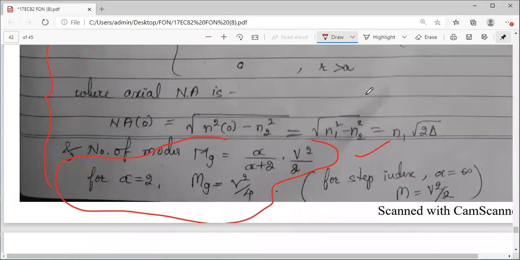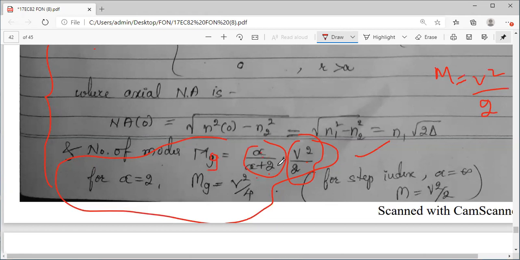Just like in case of step index fiber, we had number of modes m is equal to V square by 2. Similarly, here also we have a formula. G indicates graded index. Mg is equal to alpha by alpha plus 2 into V square by 2. So earlier we had only V square by 2. Now this term is included. What is alpha? It's a profile parameter.